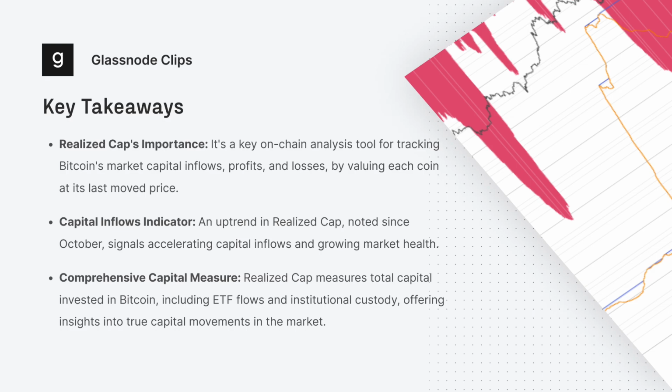So in that way, the realized cap really has been this long-standing metric. It provides us with a view on capital inflows, which you can see are accelerating as of October. It's a really good metric to understand true capital flows in and out of Bitcoin.